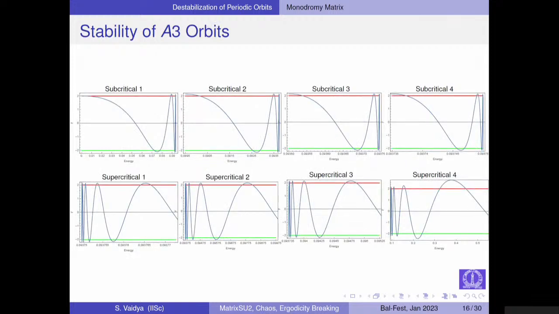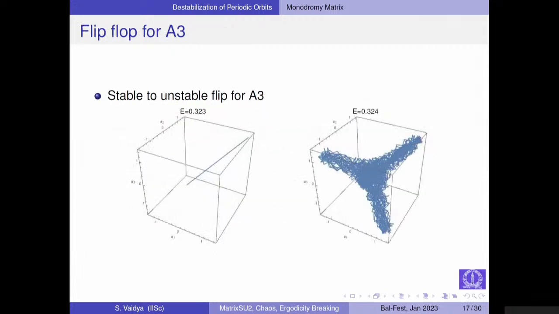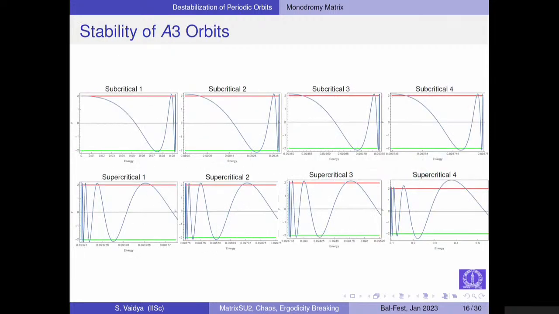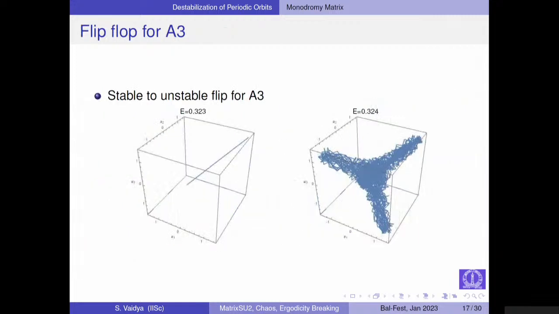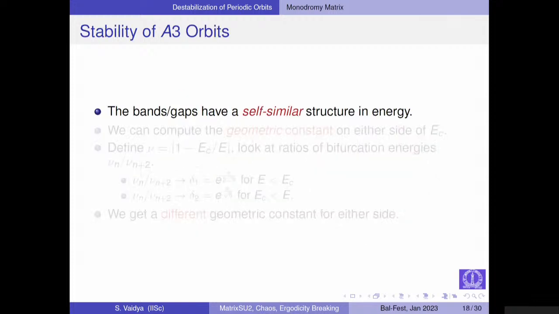If you look at this region, I think I have taken it near 0.3, it's one of these regions. I've looked at this point here, and you can see that it's a transition from a stable to an unstable one. And so you get a straight line for some energy, and for some energy slightly greater, again, it just looks like a hairball.